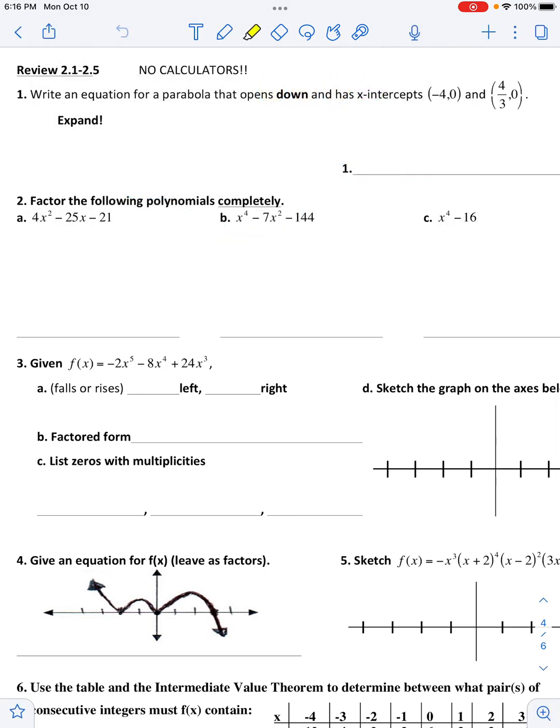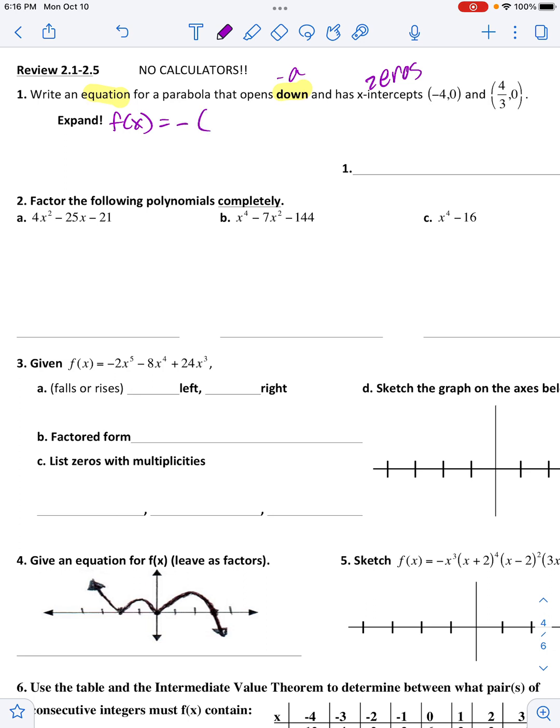The words really matter. It says write an equation for a parabola, equation as in an equal sign, that opens down, as in negative a, meaning a negative out in front, and x-intercepts, meaning zeros of that. So back to what I always do, factors and zeros, think about what factor goes with each of these. So first of all, f of x is going to equal, and I'm going to toss a negative out in front so that it will open down.